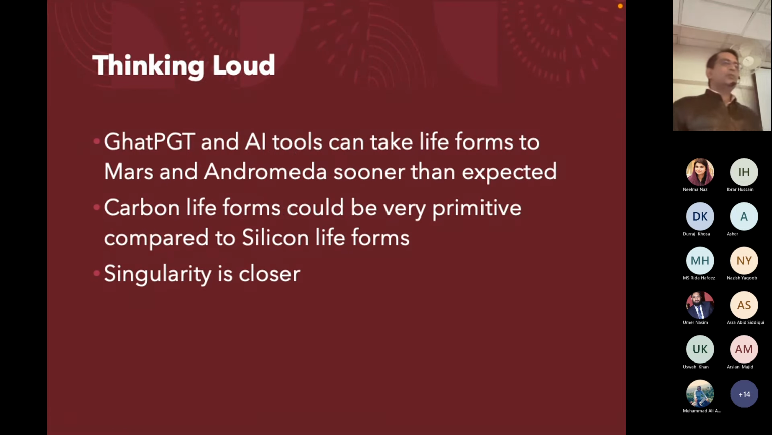Now, thinking out loud, ChatGPT and AI tools can take life forms to Mars, which is a dream of Elon Musk, and they are going very successfully in that. And Andromeda, what is Andromeda?